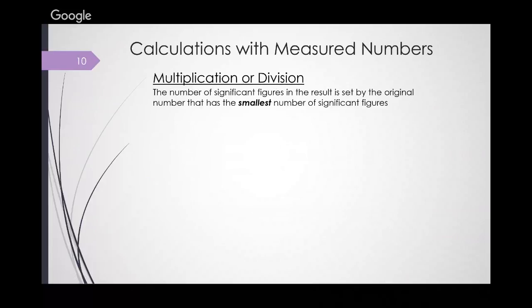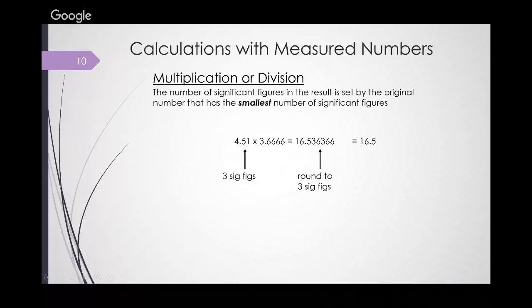Now, with multiplication or division, we consider the whole number, the entire value that's there. And we always are going for the one that has the smallest number of significant figures. This is because we cannot be more exact than our least exact value, or more precise than our least precise measurement. So here I have a total of 3 sig figs. Here I have a total of 5. So my final answer can only have 3.